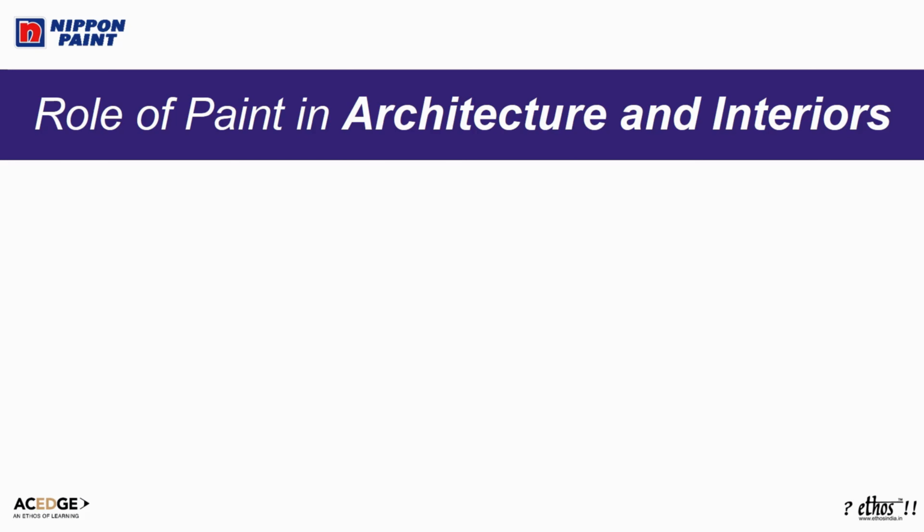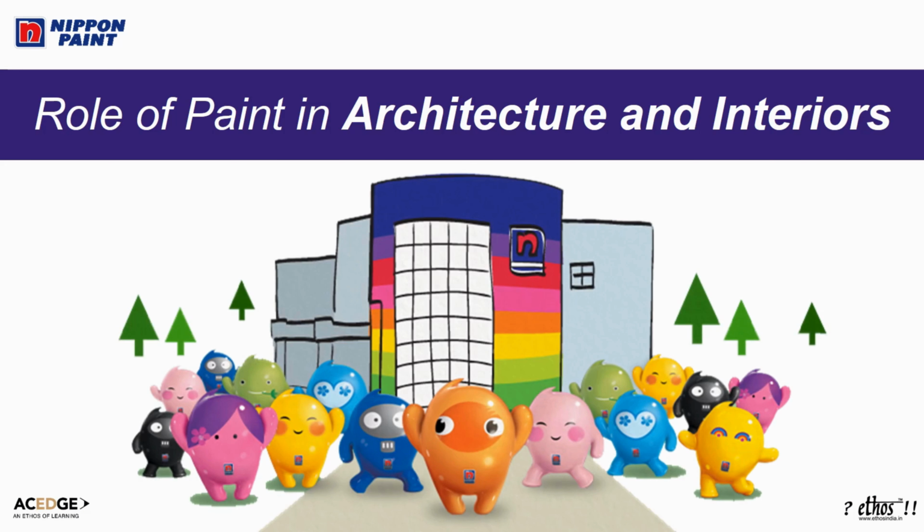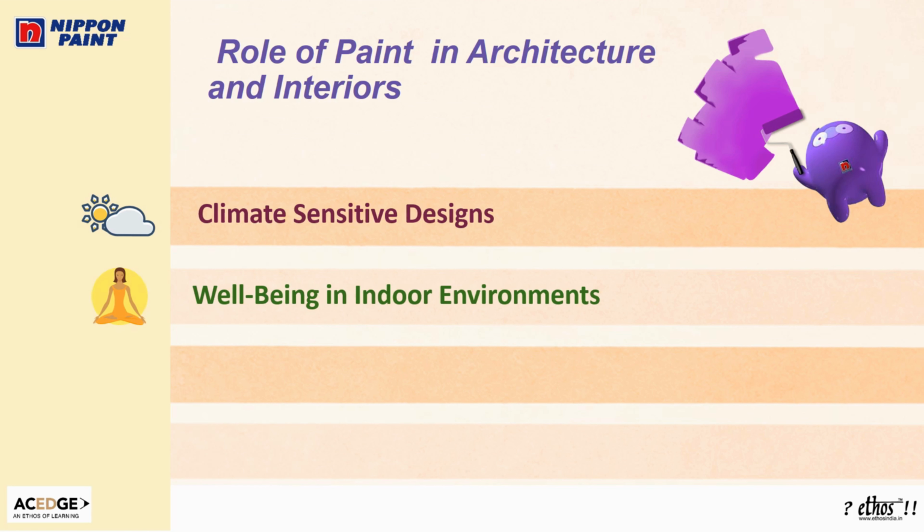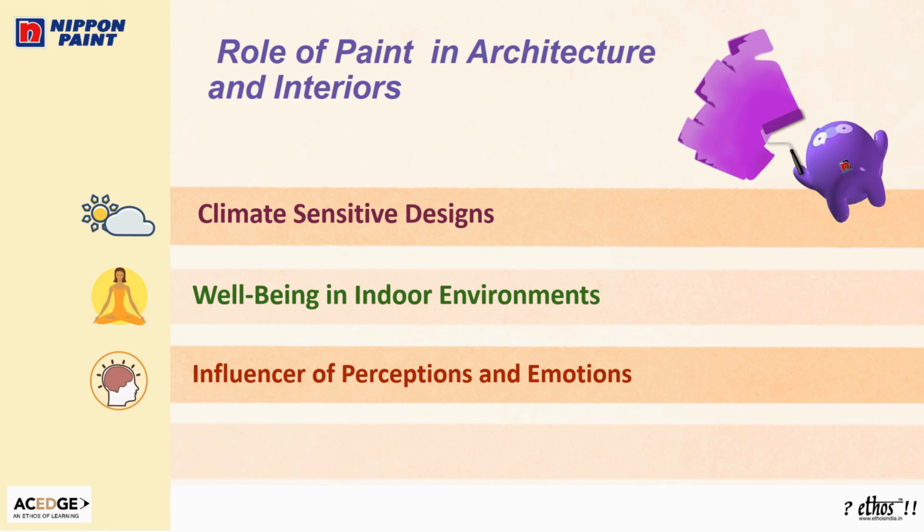How does paint breathe life into architecture and interiors? What is its role? Paint has several roles to play in enhancing architecture and interior spaces. They are climate-sensitive designs, providing well-being in indoor environments, influencing perceptions and emotions, and last but not the least, helping in creating new trends.